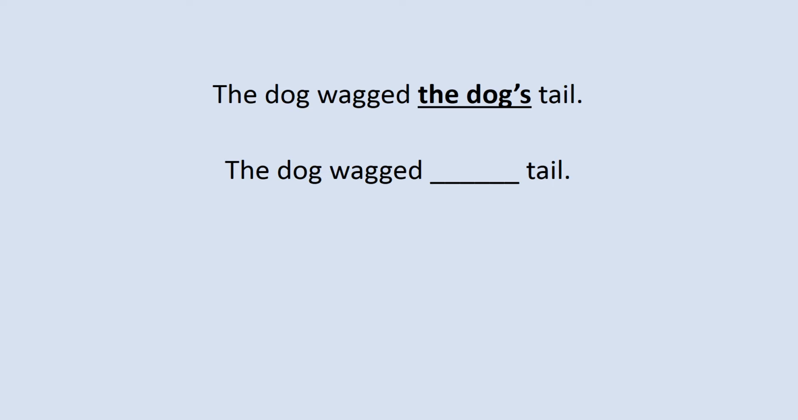So if I wrote the sentence, the dog wagged the dog's tail, you should be able to hear that that doesn't sound right because we've repeated the noun. We've got the dog twice in it. A pronoun stops us having to do that. So have a look at the sentence. What could we put in there that would make that sentence flow a lot better? The dog wagged.